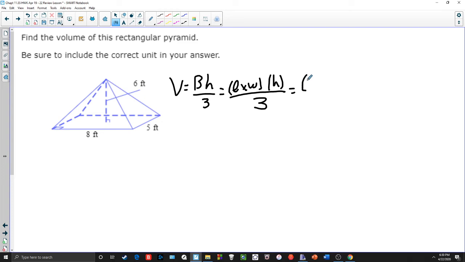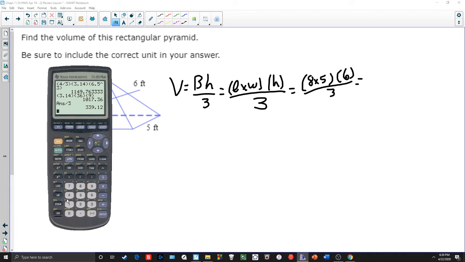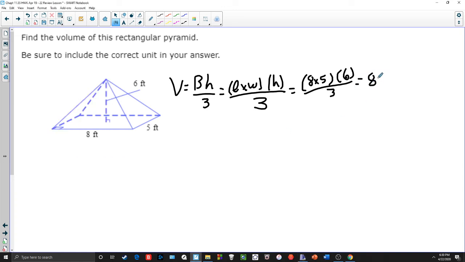So in this case, my base shape is an 8 by 5 rectangle, so it'd be 8 times 5. The height of the pyramid is 6, all over 3. So 8 times 5 is 40, 40 times 6, and then divide by 3, and we get 80. So it'd be 80 feet cubed, because again, it is a volume. And that would be the volume of the pyramid.